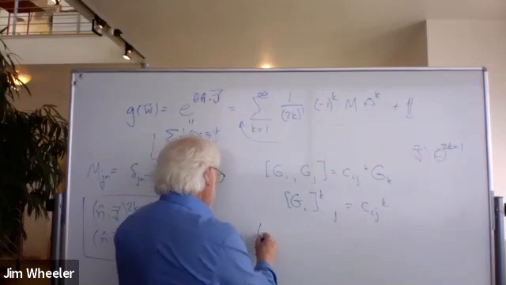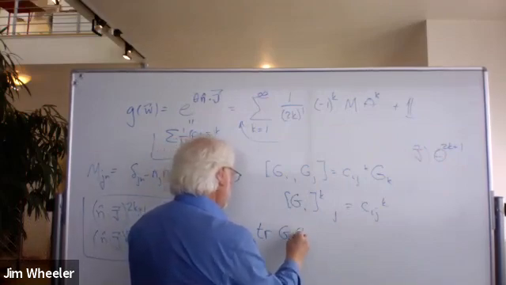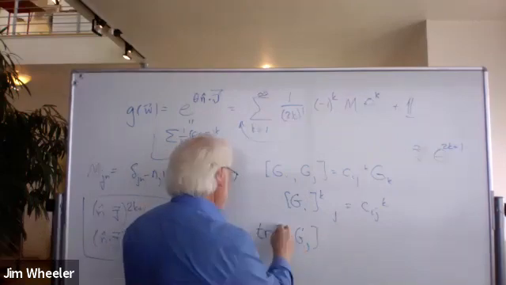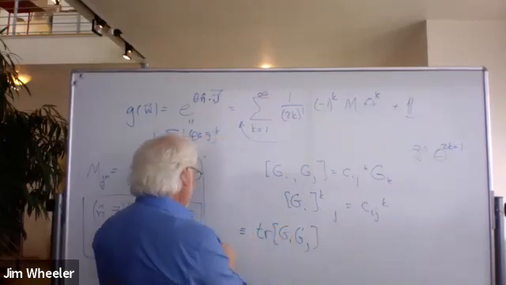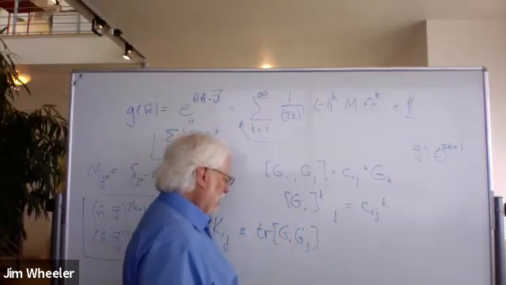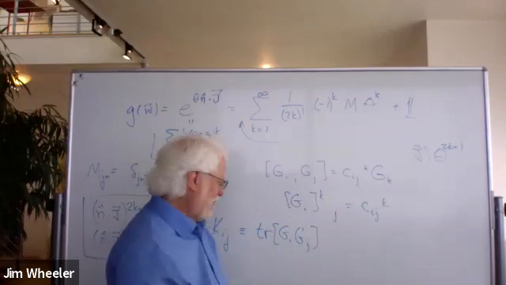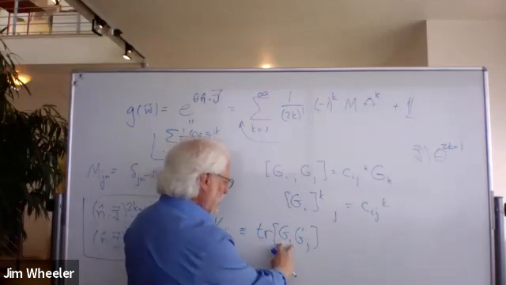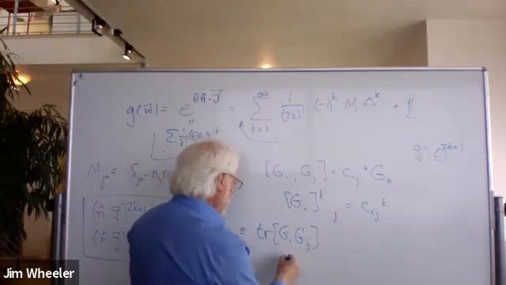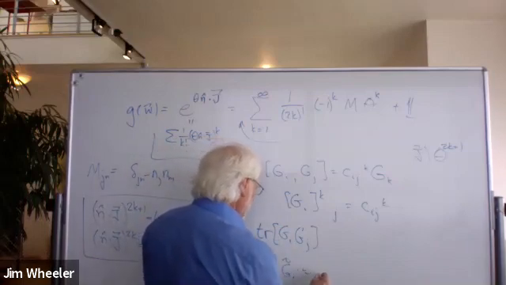So, for example, if I take the trace of a pair of generators, define that to be some K_ij. Right. Well, that's a group invariant thing, because if I change the basis here, I can define a new basis by pretty much any linear transformation.